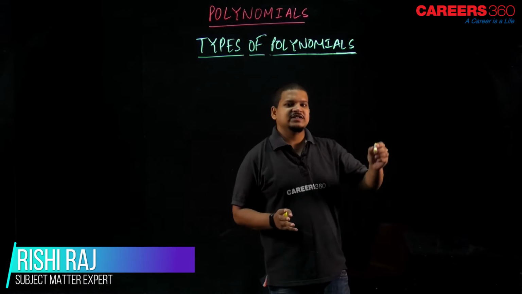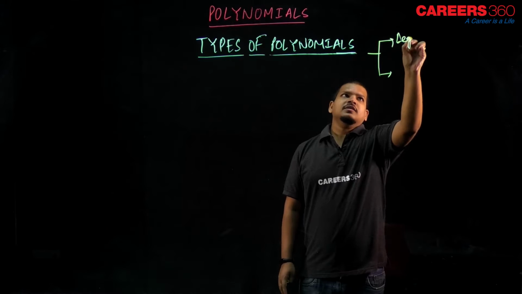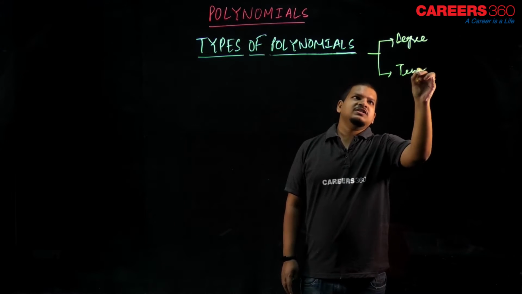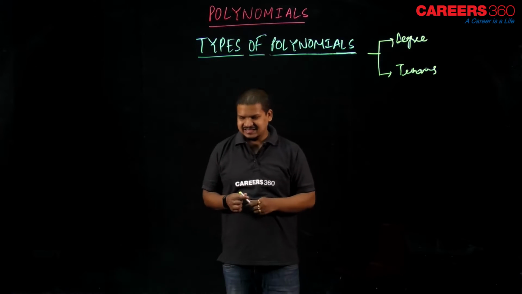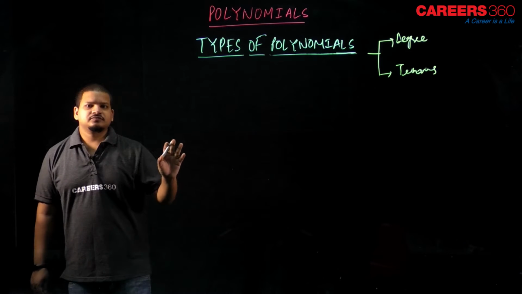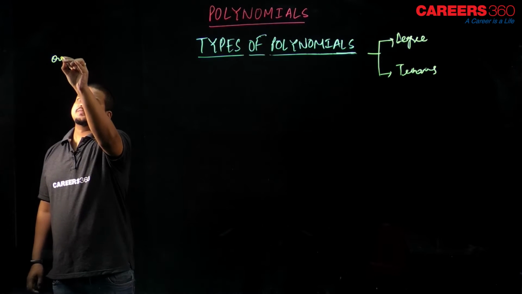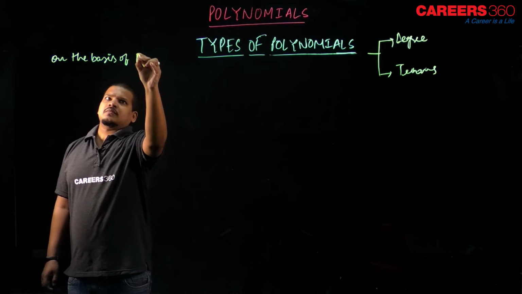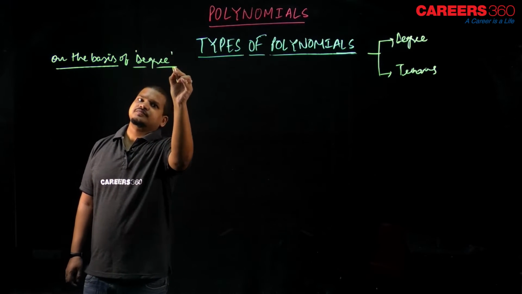Polynomials can be categorized on the basis of degree and terms. What is the degree of the polynomial and how many terms it has, right? I hope it is making sense to you. So let's understand what are the various types of polynomials on the basis of degree.